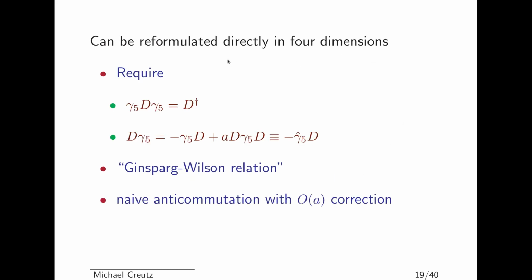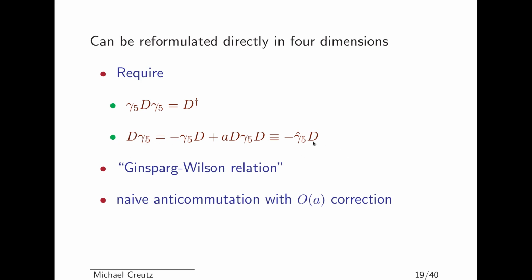Now, this can be formulated directly in the 4 dimensions. This is something Neuberger showed quite early. So let's require that our Dirac operator gamma 5 go through it and give the dagger of it, which is common in most actions. And let's replace the anti-commuting of D with gamma 5 by anti-commuting with an extra term. This extra term allows us to define what is called gamma 5 hat. D on gamma 5 is gamma 5 hat on D.